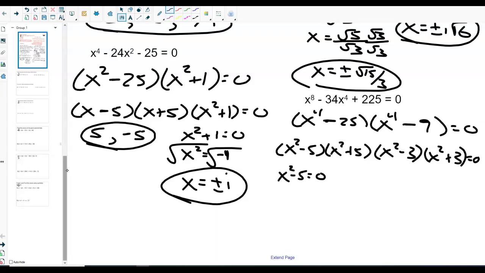X squared minus 5 equals 0. X equals plus or minus root 5. X squared plus 5 equals 0. X equals plus or minus i root 5.